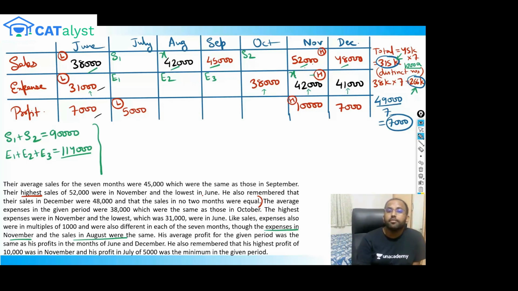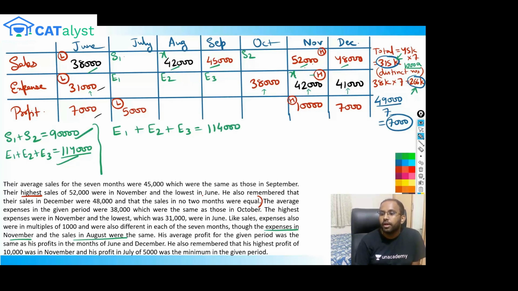That means, for example, if I want to start analyzing from S1 plus S2 is 90,000 or E1 plus E2 plus E3 is 1,14,000, I would like to start from E1 plus E2 plus E3. Because the values are more, this will become more constraints, right? More restrictions. If there are more restrictions on E1, E2, E3, there will be fewer cases actually. Fine. So now you see guys, E1 plus E2 plus E3 is equal to 1,14,000.